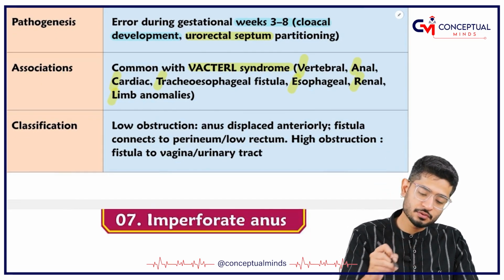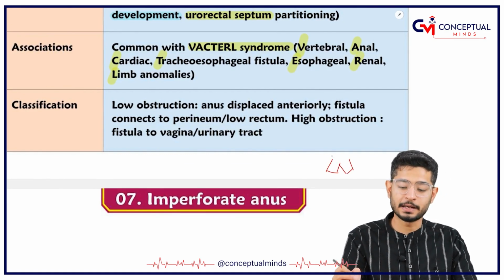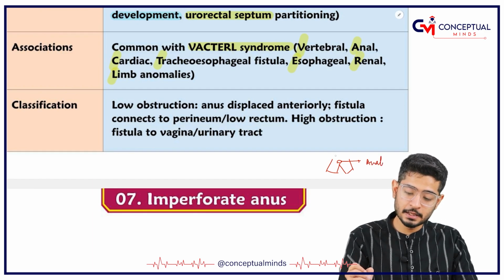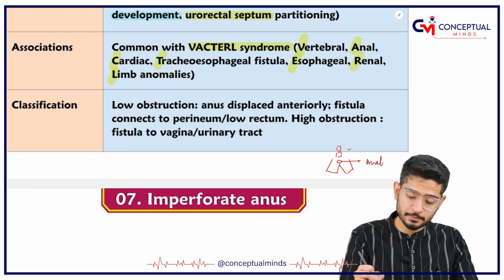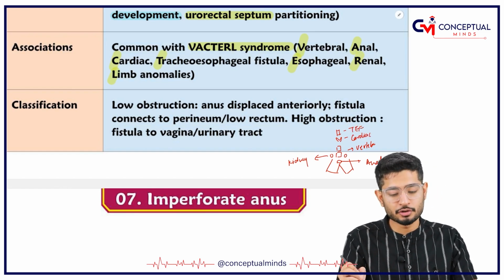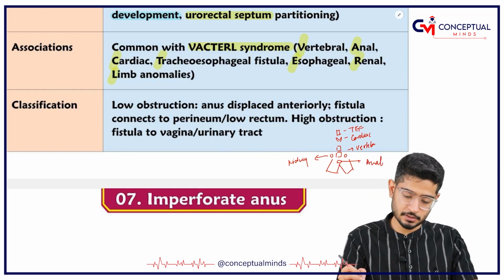As I always teach students, first of all you check the limb abnormalities, then the anal abnormalities, then you go to your vertebra. These are the vertebral abnormalities, and on the sides of the vertebra there are the kidneys, so there will be renal abnormalities. Then you ascend up and up. Up means cardiac abnormalities, and more up is the tracheo-esophageal fistula. So this is the easy trick to remember VACTERL syndrome.